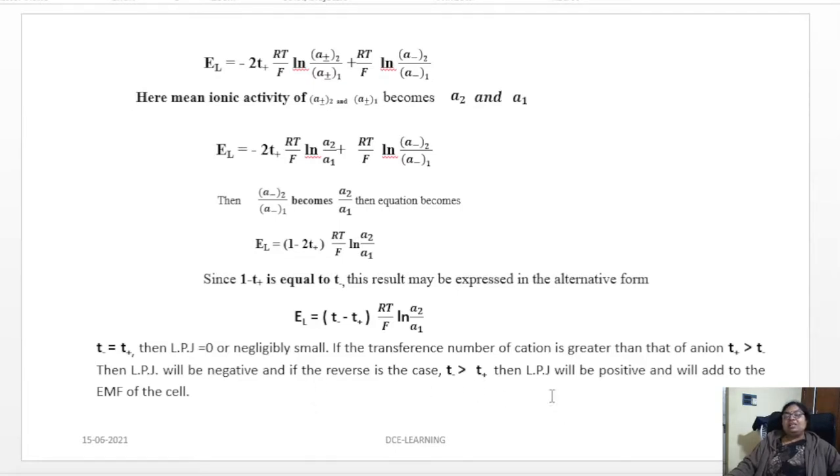If the transference number of the cation is greater than that of the anion, meaning T plus is greater than T minus, then the liquid junction potential will be negative. And if it is the reverse, T minus greater than T plus, then the liquid junction potential will be positive and will add to the EMF of the cell.